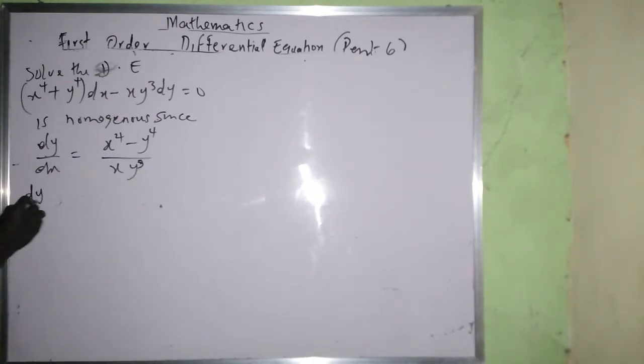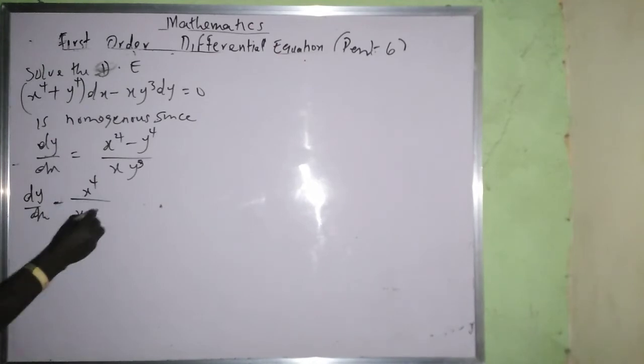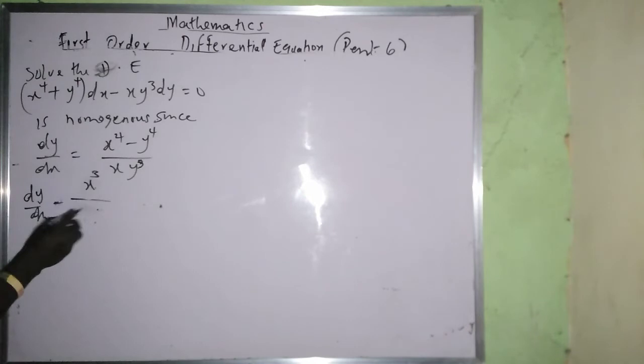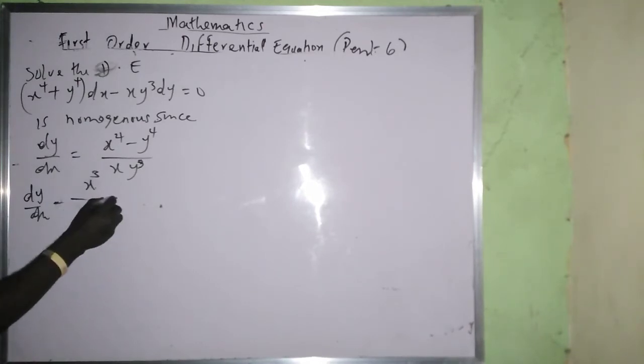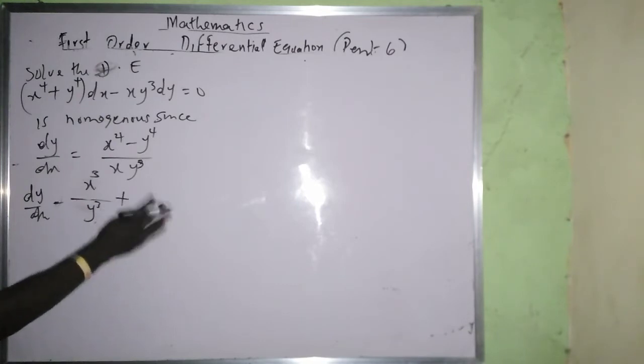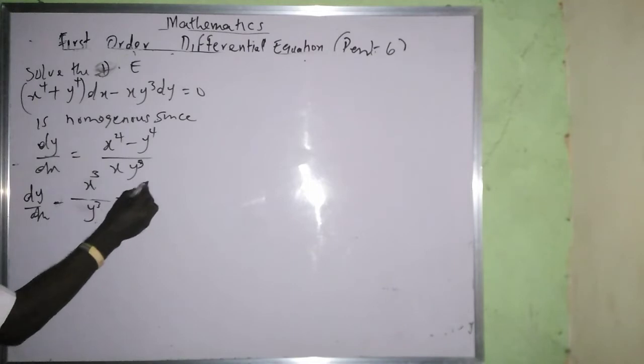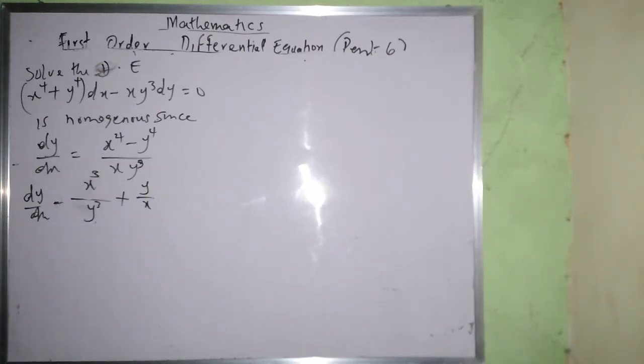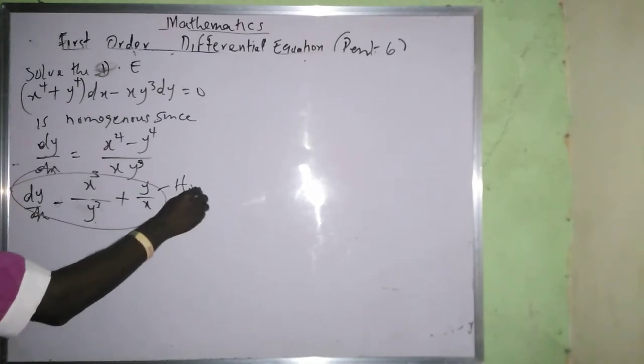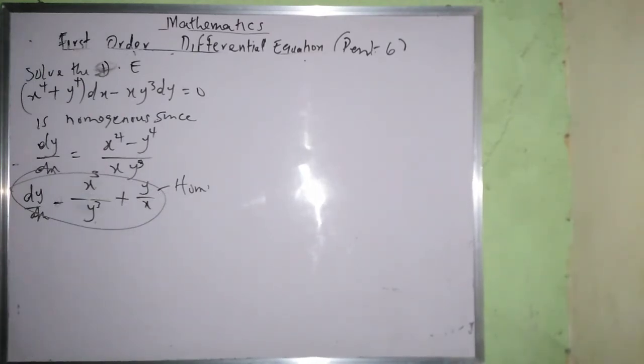Now, I have this. It means I can write this as x to the power 4 all over x y^3, which I can write as x^3 over y^3 plus y over x. Now, by looking at this, it is homogeneous. That is why it's a homogeneous equation.